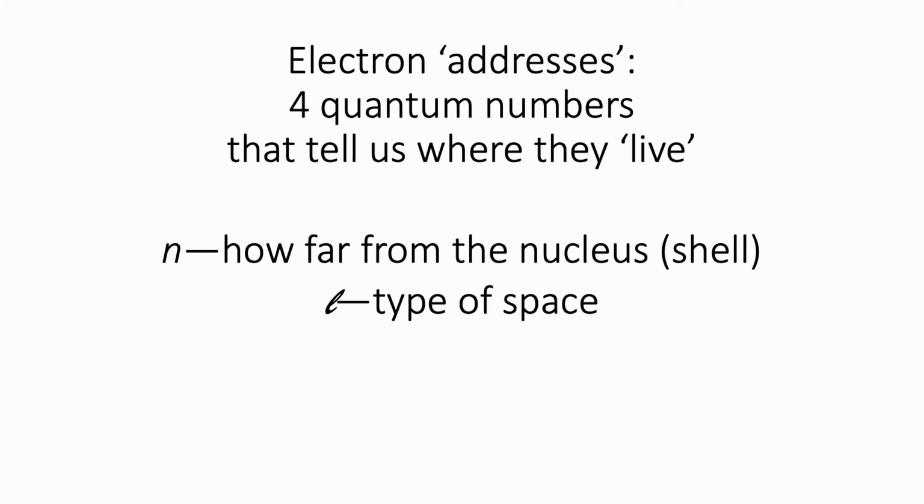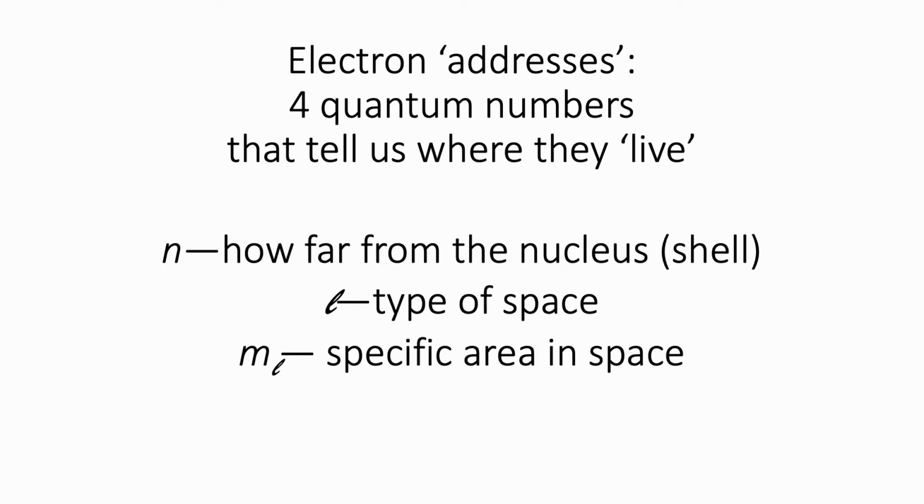The next quantum number is L, and that tells us what sort of space the electron is in. So there are different sorts of areas within the shell. And again, the shell is a probability of how far away from the nucleus you are, but there's different spots where the electron might be within that shell.